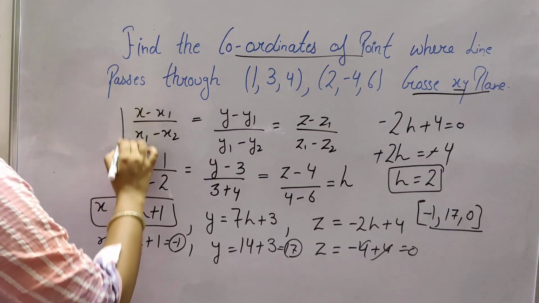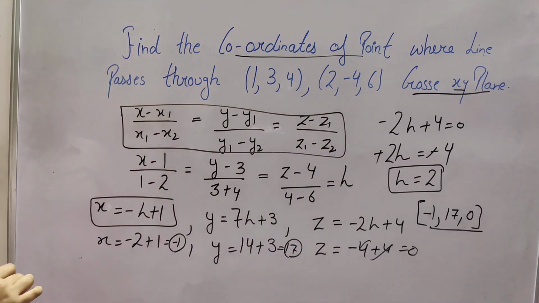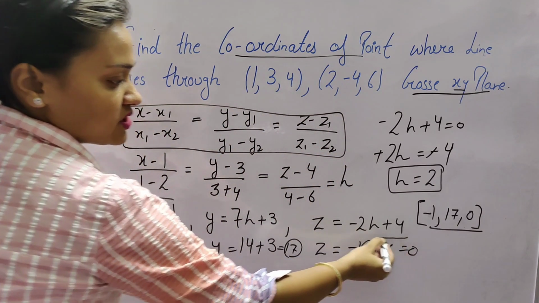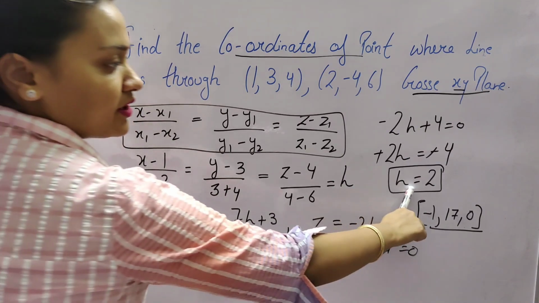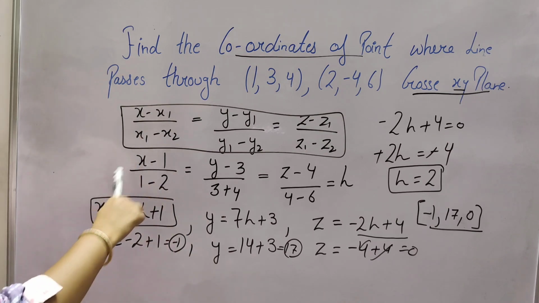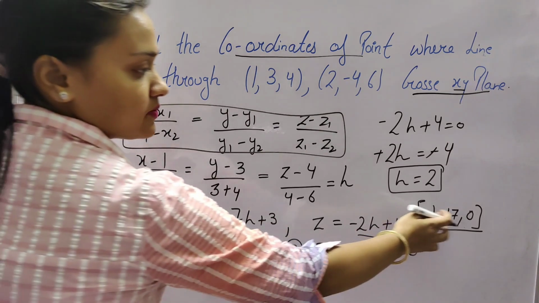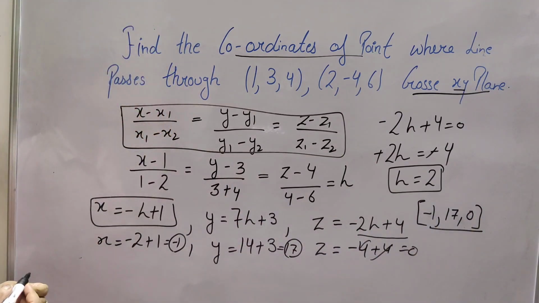You just write down the equation, put it equal to 0 and find the value of alpha. Now put the value of alpha again so that you get the points x, y and z. So these coordinates, minus 1, 17 and 0, are the answer to this question.